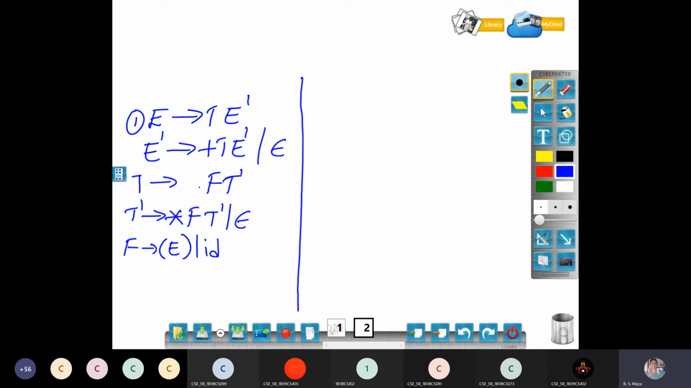Okay, I need an answer first. First, I will ask somebody to tell me how to complete the first sets. Nikita, can you tell me what is the first set? First of E is opening parenthesis and ID. See, first of E is what? First of T. What is the first of T? First of F. What is the first of F?